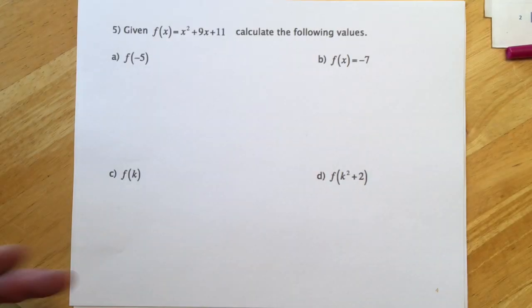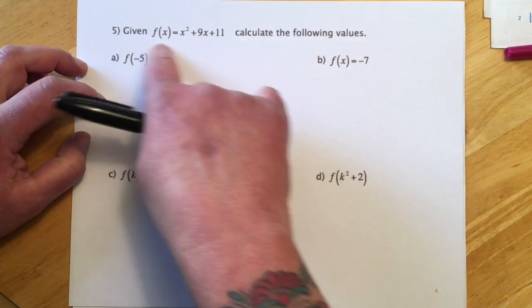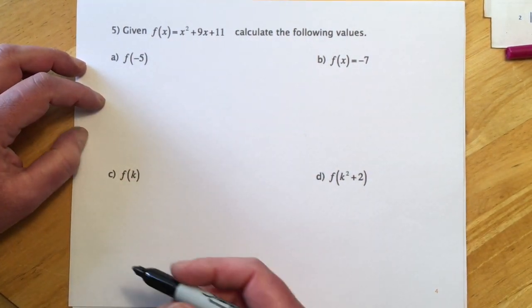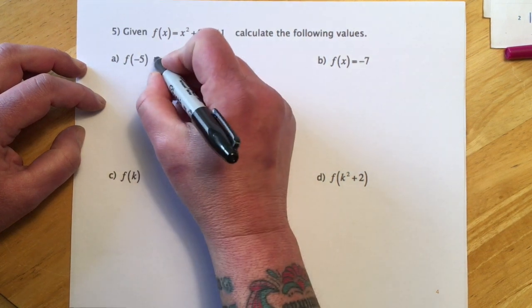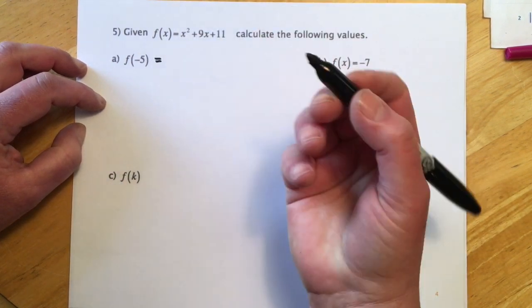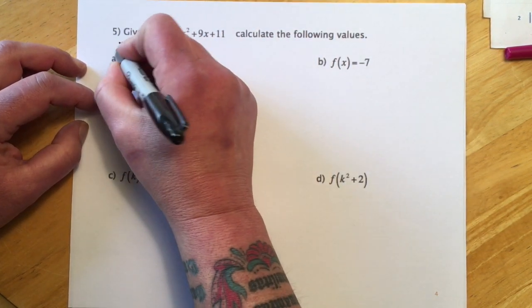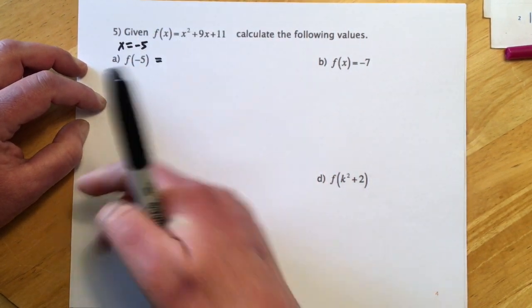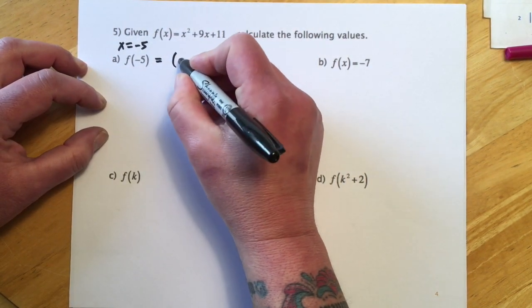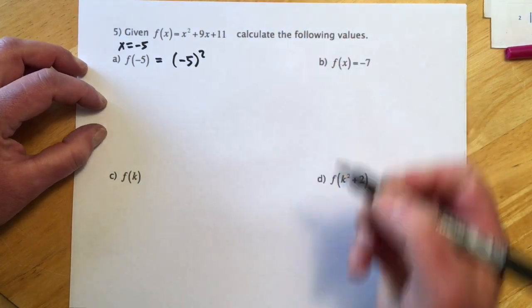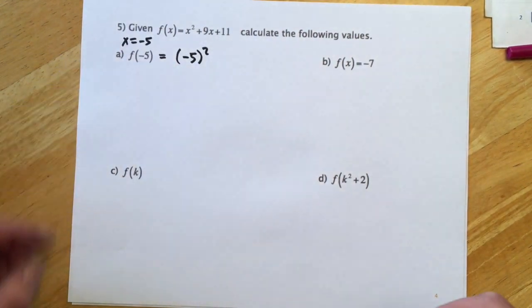Okay, similar idea with the notation, but now we're doing it more algebraically. We're given an equation. So f of -5 means to put in -5 everywhere there's an x. So this just means x equals -5, essentially. Go solve. So we'll do -5 quantity squared. Let me pause right there.